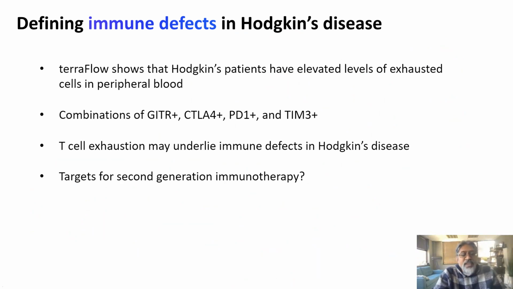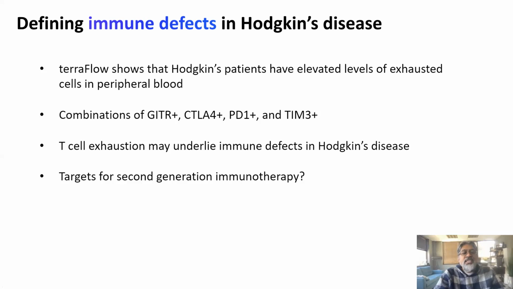We can show that they have elevated levels of exhausted cells in their peripheral blood that include combinations of GITR, CTLA4, PD1, and TIM3 expressing cells. So T-cell exhaustion may underlie some of the immune defects in Hodgkin's disease before they get treated. Before the patients get treated, they have these kinds of exhausted cells that make them different from healthy donors.